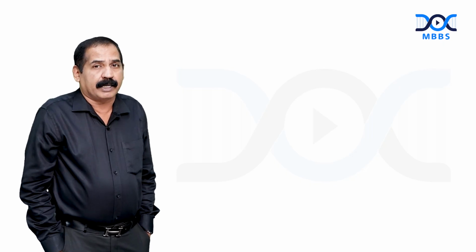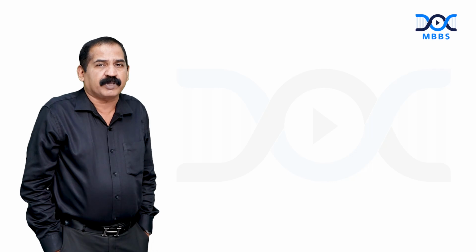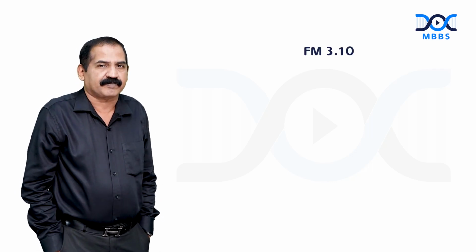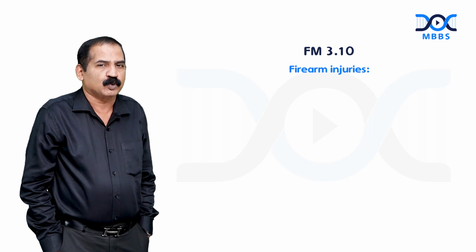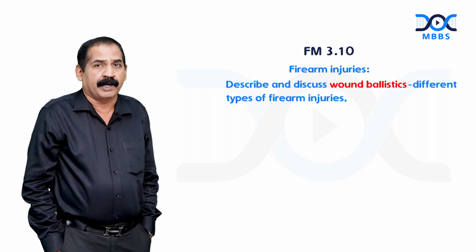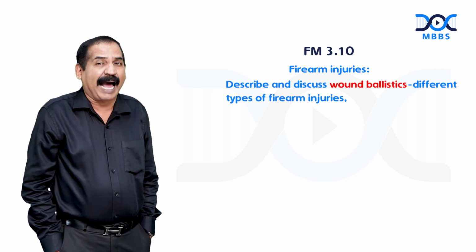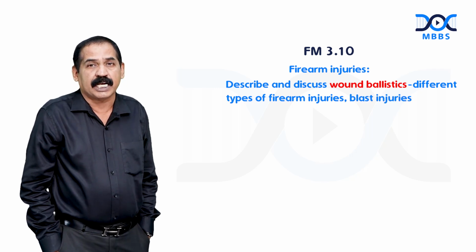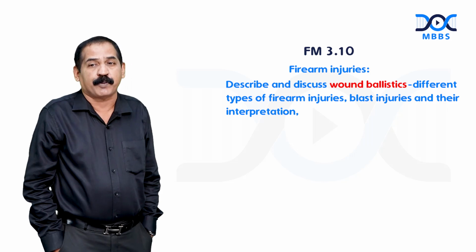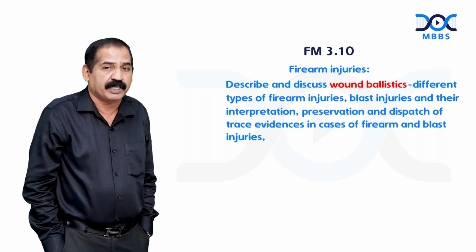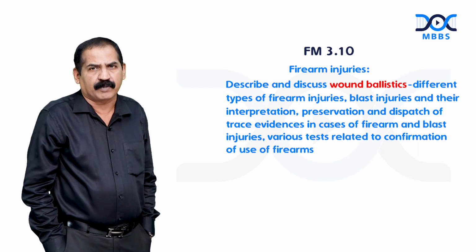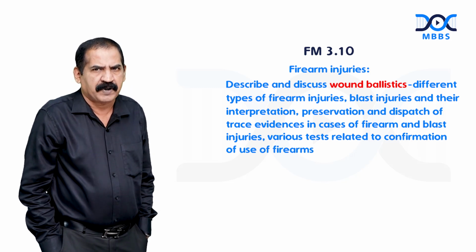Coming to the next competency, next topic, FM 3.10. It is mainly wound ballistics, firearm injuries, different types of firearm injuries. Here they also included blast injuries, that is explosion, and their interpretation, preservation and dispatch of trace evidence in case of firearm and blast injuries, various tests related to confirmation of use of firearms. All this is included together.